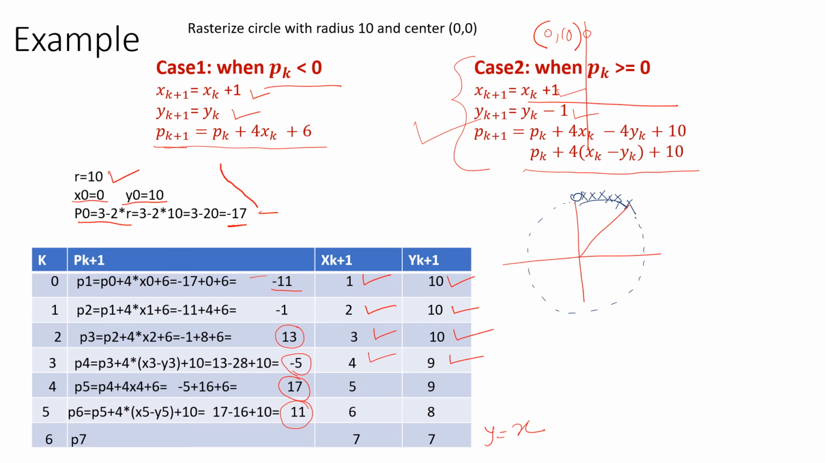And we see this line where y is equal to x. Hence we stop our iteration. We start from 0, 10 and we stop whenever we get y equal to x. So these are the set of pixel points that can be plotted.